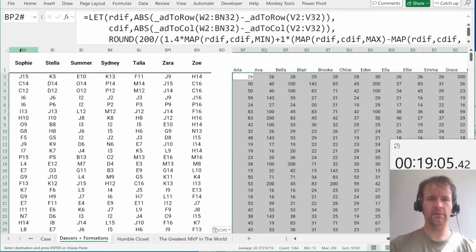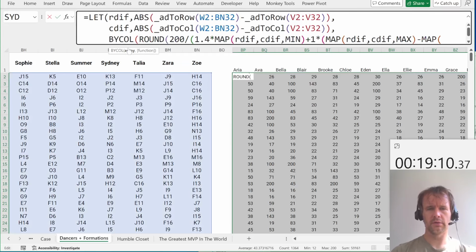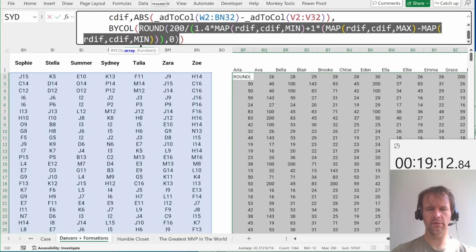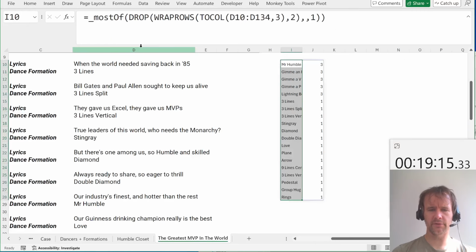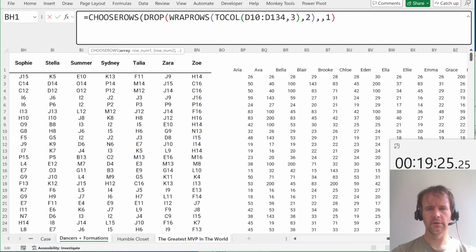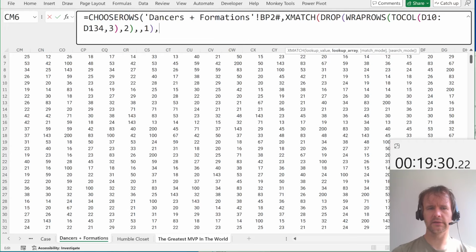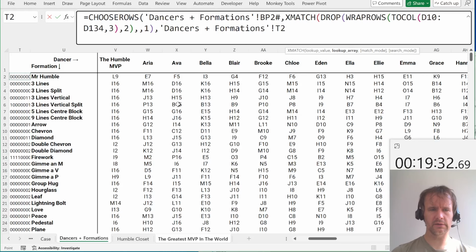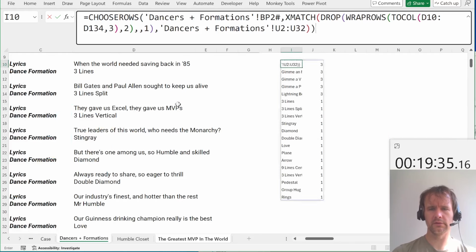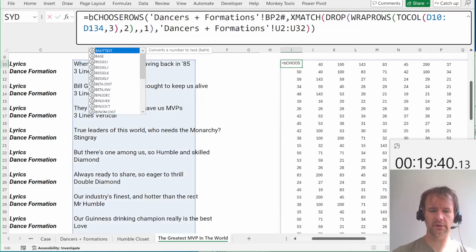Okay, so then I want to sum that by call. No, I don't want to sum that yet, because first I need to bring it over here. So now, actually, the most of was kind of a waste here. Let's not do that. Let's do choose rows from here of X match that against the list of dances. Good. Now I want to sum that by dancer, which is by column.